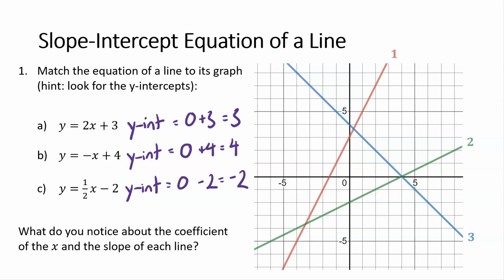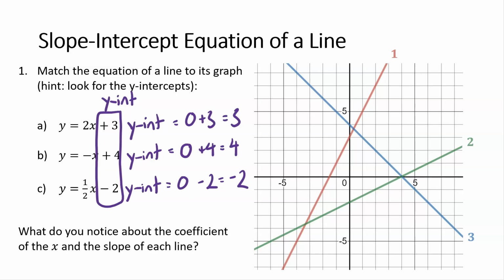So you can kind of see that if you list your equations this way, 2x plus 3, -x plus 4, half x minus 2, that this number on the end, those show your y-intercepts. Okay, so let's match them on the graph.